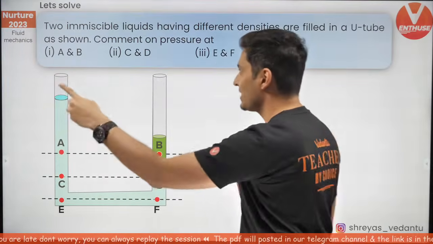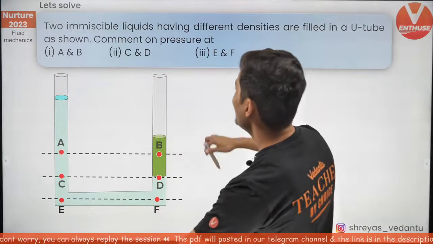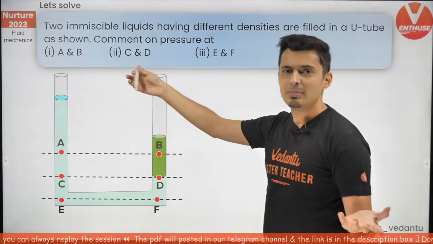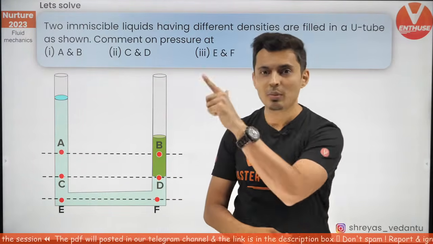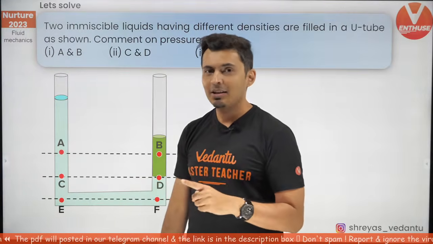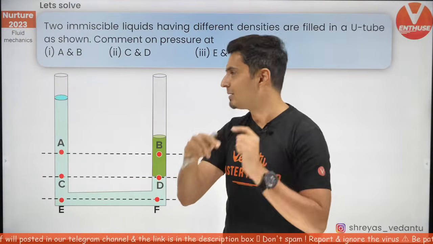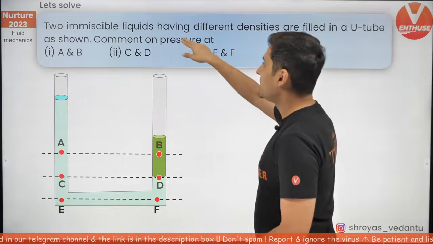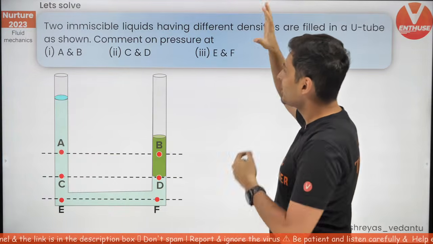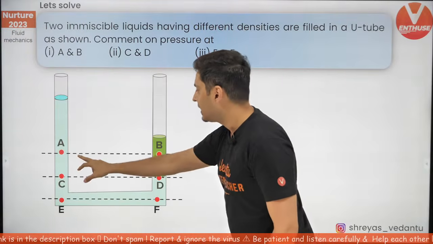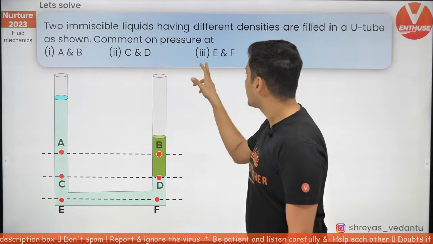All right, so here we have a question up on your screen. Two immiscible liquids. Immiscible means they do not mix, like oil and water. But Fanta and Coke, that is miscible. Two immiscible liquids having different densities are filled in a U-tube as shown. Comment on the pressure at A, B, C, D, E, F.